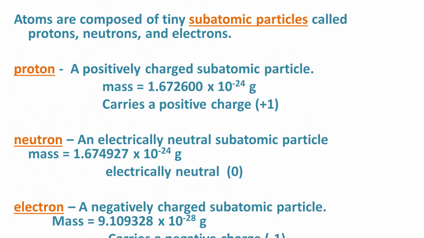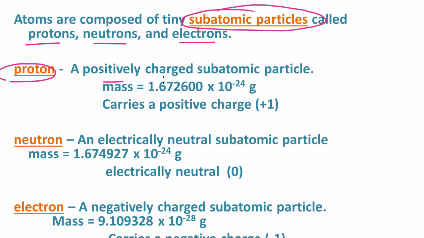Let's go up here. We call the protons, neutrons, and electrons subatomic particles. So a proton is a positively charged subatomic particle, has a mass of 1.672600 times 10 to the negative 24 grams, and it carries a positive 1 charge. A neutron, on the other hand, is electrically neutral. Its mass is almost the same as a proton, and it's electrically neutral.